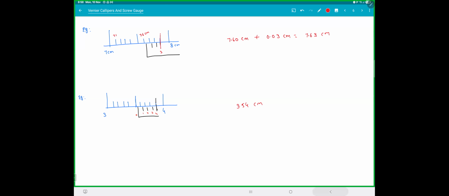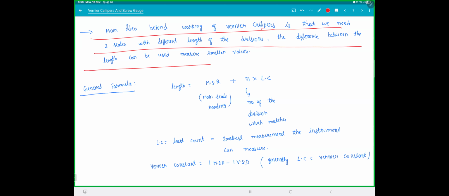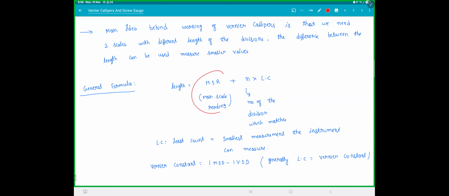Clear. So the main idea behind the working of vernier calipers is that we need two scales with different lengths of the divisions, and the difference between them is used to measure smaller values. That is the concept. And the general formula is main scale reading plus n, the number of the division which matches, into least count. What is least count? Least count is the smallest measurement the instrument can measure. This is important. There is something called least count and vernier constant. What is vernier constant? One main scale division minus one vernier scale division. Generally, they both are equal, but not always.